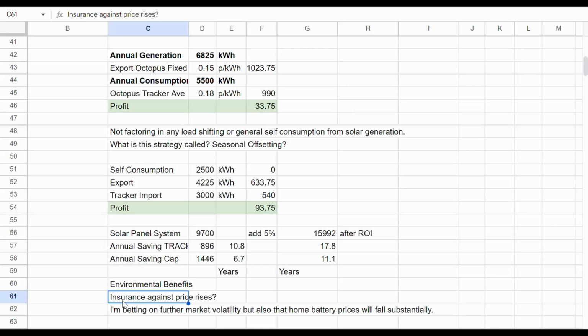It gives us insurance against price rises. A lot of you have mentioned that. I am betting on further market volatility, but I'm also betting that home battery prices will fall substantially.